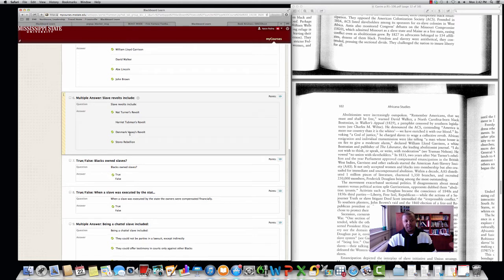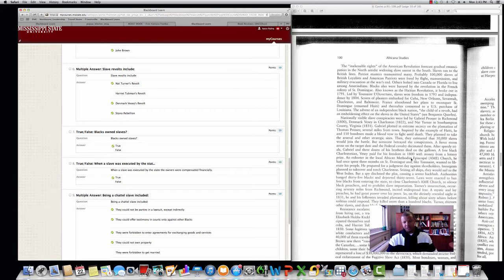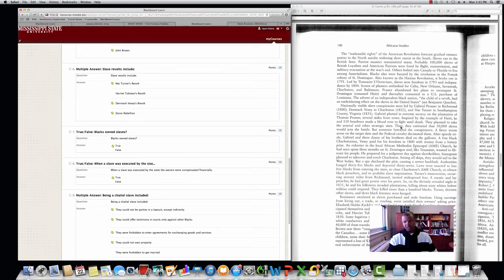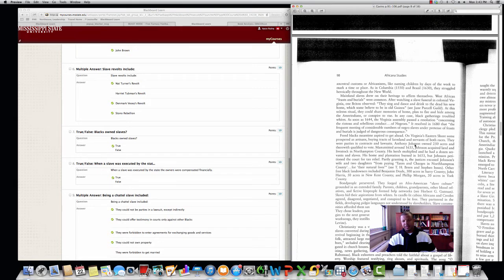Question number 6, the slave revolts include, this is on page 99 and 100. It talks about several slave revolts. And they talked about the Nat Turner Revolt, the Stono Rebellion on page 99, the Haitian Revolution on page 100, and other slave revolts on page 100. So they go through various slave revolts right in these couple of paragraphs. Number 7, blacks owned slaves. It's on page 98. You read page 98 right here. It talks about Anthony Johnson owned slaves.